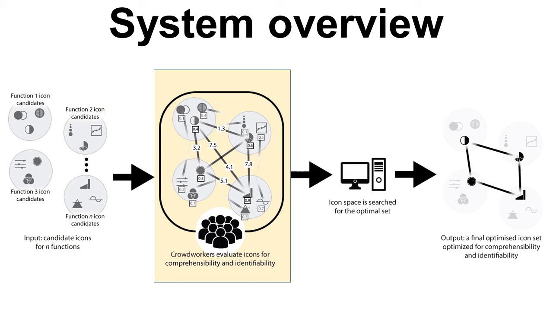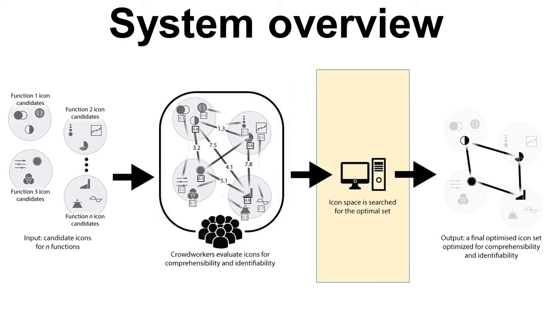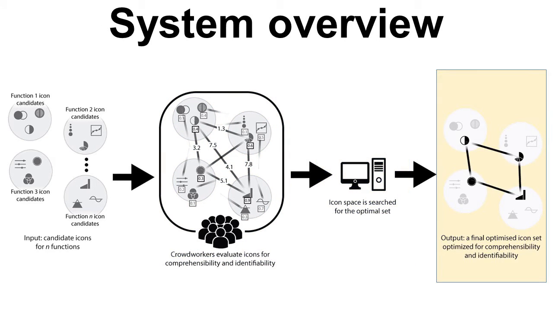Second, the given icons are measured for comprehensibility and identifiability using crowdsourcing. Third, this data is used to assign every possible icon set combination an overall score and find the set with the highest score. Finally, the output is a final complete icon set optimized for comprehensibility and identifiability.